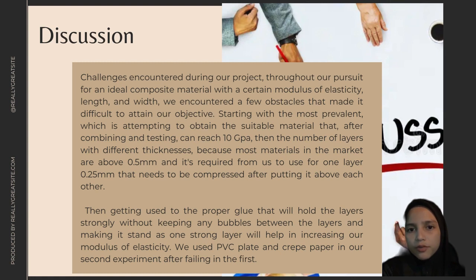materials in the market are above 0.5 millimeters, and we were required to use 0.25 millimeter for one layer, which needs to be compressed after putting the layers above each other. Then getting used to the proper glue that will hold the layers strongly without leaving any bubbles between the layers and making it stand as one strong layer will help in increasing our modulus of elasticity. We used PVC plate and crepe paper in our second experiment after failing in the first. So that's all about the discussion.